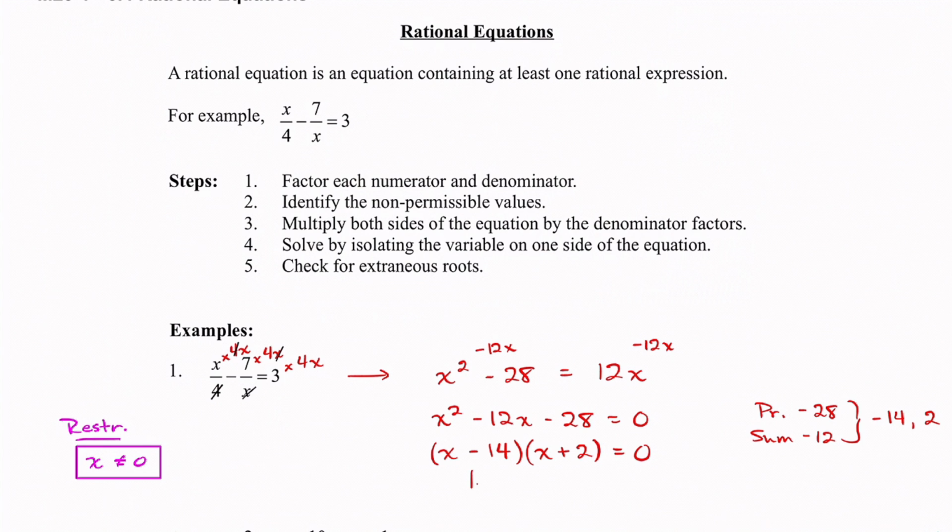So solving this one, you'd take x minus 14, set it equal to 0, add 14 to both sides, and you can see we're going to get x equals 14. And then same kind of thing with this one, take x plus 2, set it equal to 0, subtract 2 from both sides, we'll get x equals negative 2. So those are our solutions, 14 and negative 2. If you wanted to verify, you could plug them back in to verify.